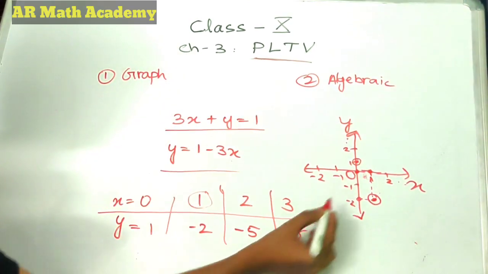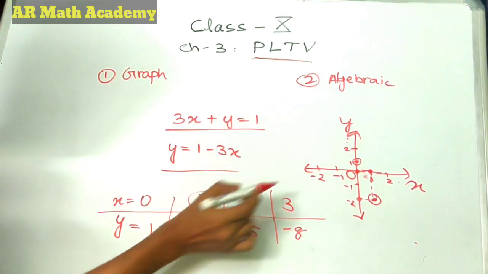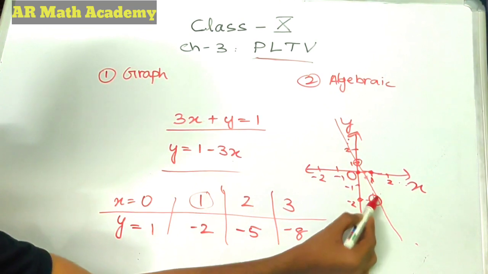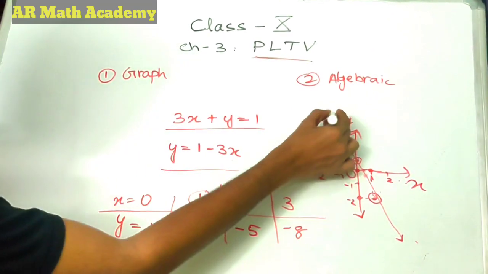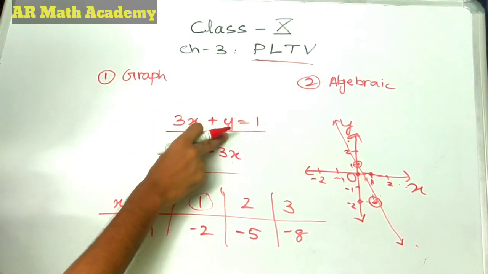So this is your first point, this is your second point, and when you get these 2 points, it is merely more than enough to draw a line. So get your ruler, start drawing this line accordingly. This is a rough sketch, so it doesn't matter if it doesn't come out clearly. So this is your line, which is 3x plus y equals 1.